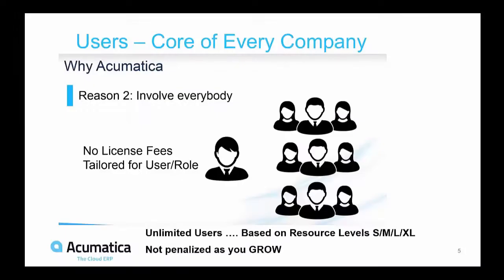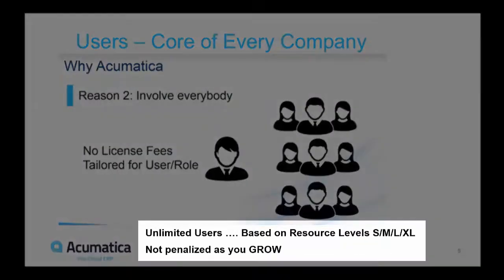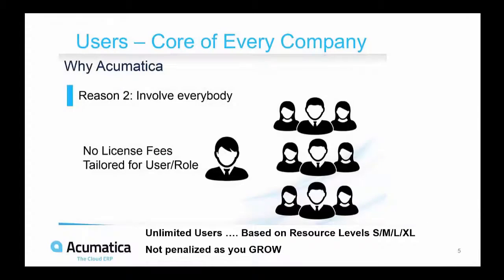This can be very complicated with many of the other solutions that are out there, where you literally have to authorize each additional purchase. It may change the contract value, things of that nature. So with Acumatica and the fact that they have unlimited users based on what we call the resource level, which I'll explain a little bit of that in a minute, you're not penalized as you grow. I feel that that is a very big advantage to Acumatica when we take a look at how that works.